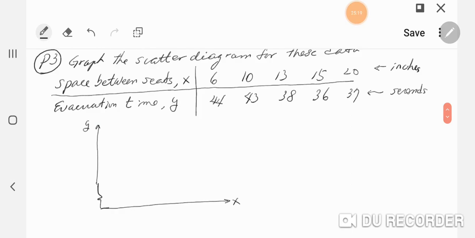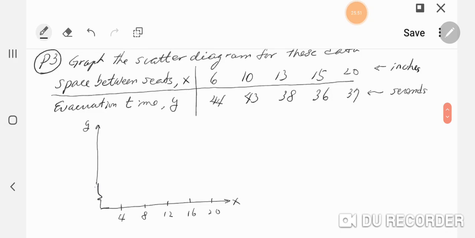And then we can start from this. Okay, the x values are 6 and so on. So let's use multiples of 4. So 4, 8, 12, 16, and 20. Now instead of using single units, we will use a multiple of 4.